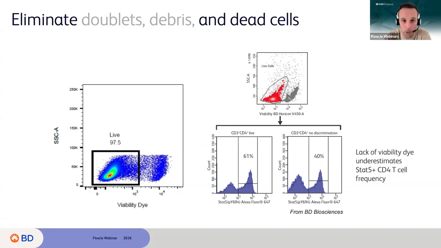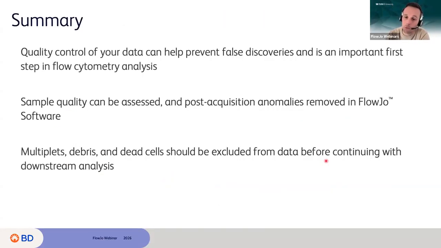Here's an example. Here's the result of STAT5 on the CD4 cells, and you see that without the live/dead removal, we have about 40% of STAT5 positive cells, and with the live/dead removal, we have 61%. So really, the lack of a viability dye in this case underestimates the STAT5 CD4 T cell frequency.